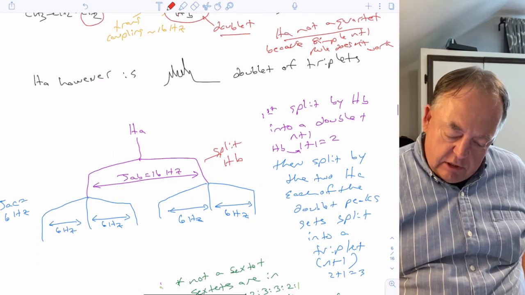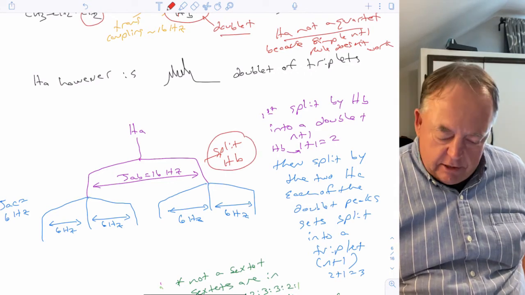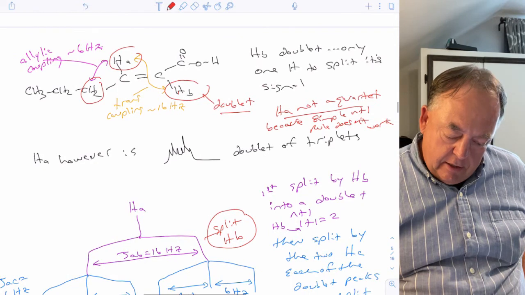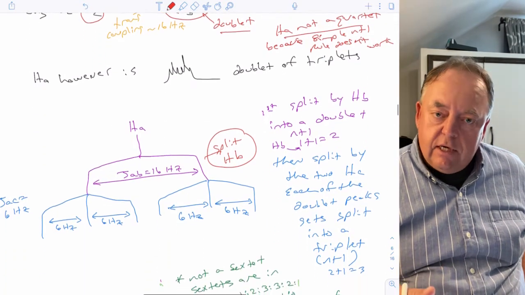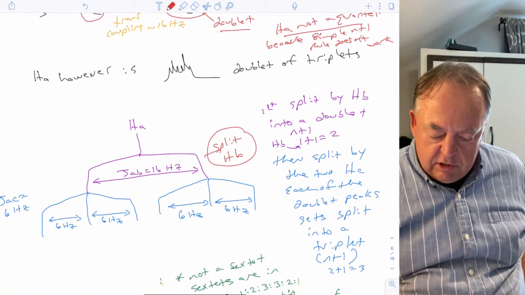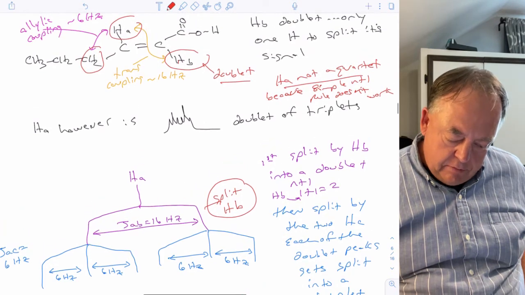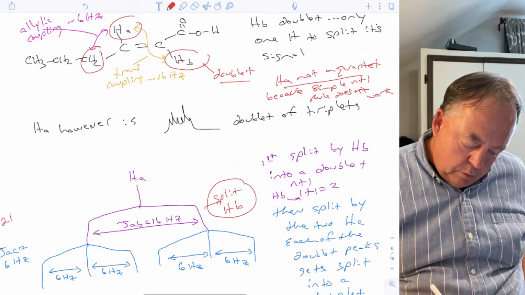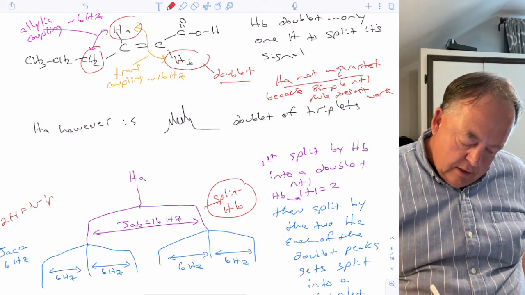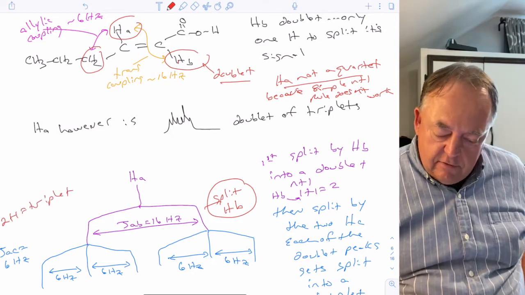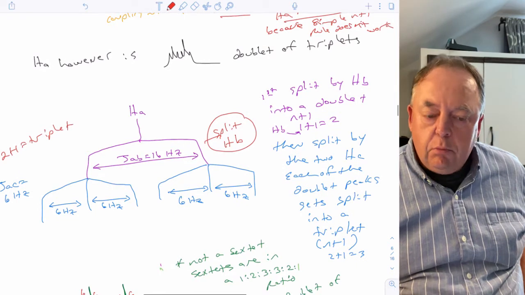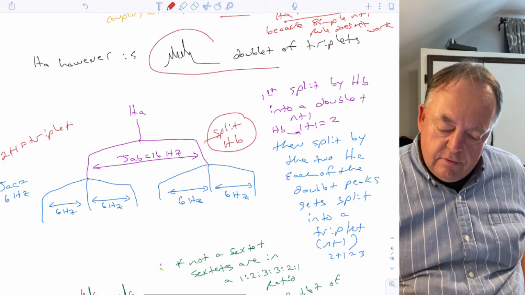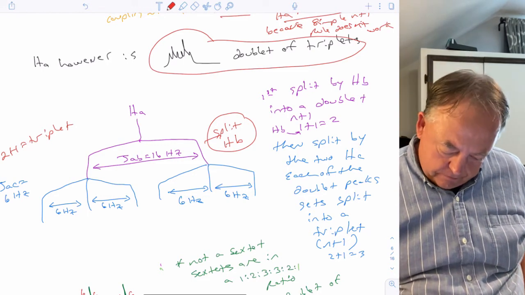So HA is going to be split by HB first because that's the biggest coupling constant, 16 hertz. And then each of those signals, so that doublet, is going to be split by the CH2, so there's 2 neighbors. 2 plus 1 would equal a triplet. So each of these legs from splitting with HB would then be split into a triplet, so you would get a doublet of triplets for this NMR.